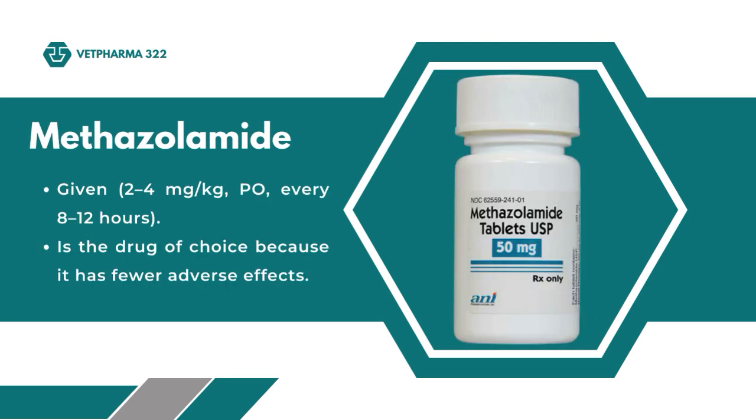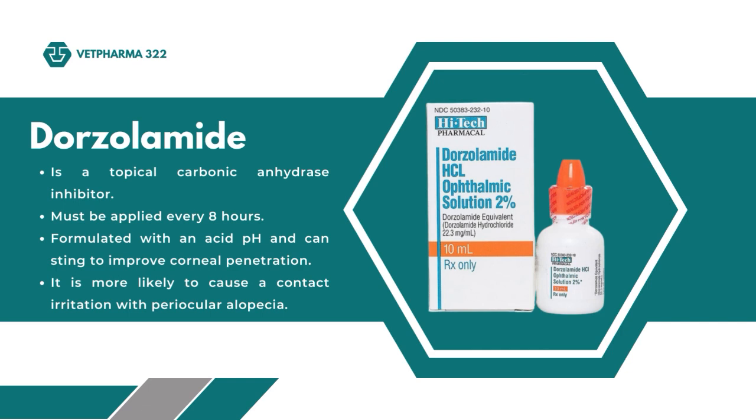Methazolamide is given 2 to 4 mg per kilogram per os every 8 to 12 hours. It is the drug of choice because it has fewer adverse effects. Dorzolamide is a topical carbonic anhydrase inhibitor, must be applied every 8 hours, and it is formulated with an acid pH and can sting to improve corneal penetration. It is more likely to cause a contact irritation with periocular alopecia.